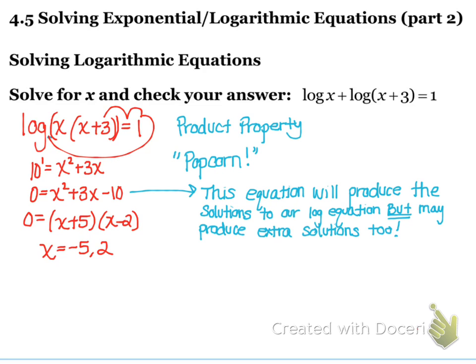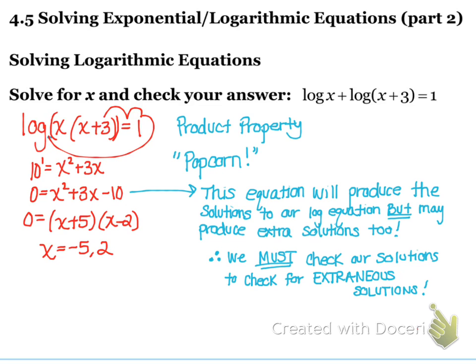Now, going back to what we just wrote on the right, since we can produce these extra solutions, we must check our solutions for those extra ones, which we call extraneous. So when we take negative 5 and plug it back into the original, you get log of negative 5 plus, but you don't even need to continue because you can't take the log of negative 5. So negative 5 cannot be a solution.